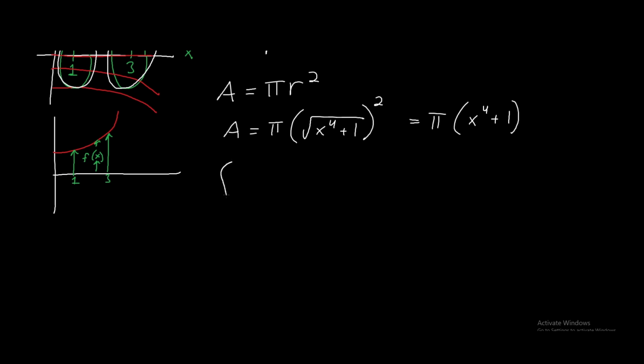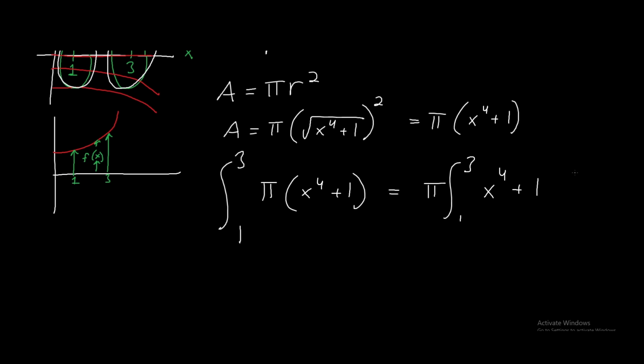So now, that was the hard part. The easy part is just doing the integral that you know and love. So here's our area. We're integrating our area on the interval from 1 to 3. And then we can go ahead and pull this pi out because it's a constant. Oops, we don't want to forget this dx here.